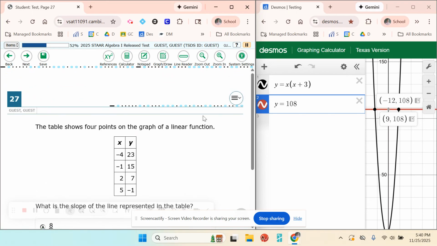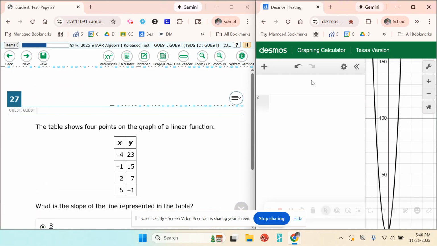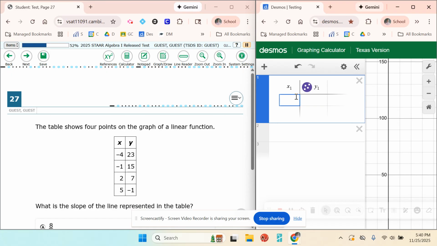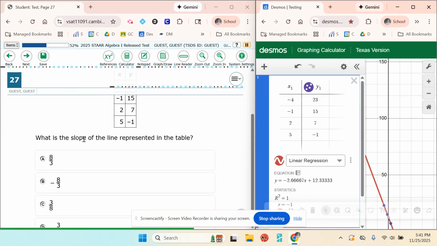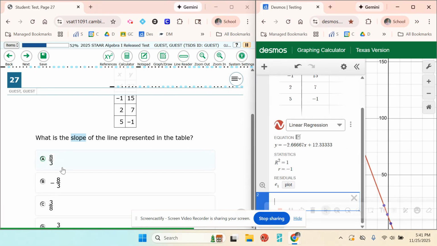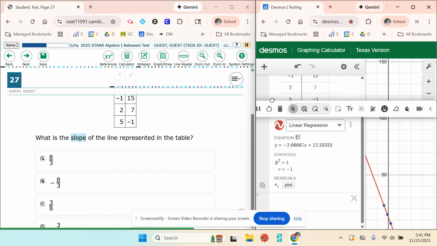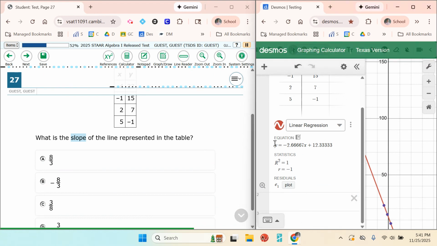Okay, we are back to a table, and this is actually one that we can deal with. So let's go make a table. Fill it out, 23, negative 1, 15, 2, 7, 5, negative 1. Hit this button right here. This time it asks for the slope. If it does that, all you got to do is look for the number that's in front of the x. Now in this case, we have all fractions here. That's a decimal. All I've got to figure out is which fraction actually matches that decimal. So I'll just go down the line.